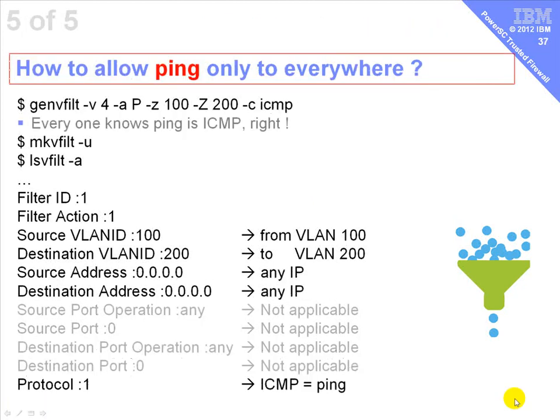Our final example is a nice easy one. Let's allow ping everywhere. So in this case we got, again, IP version 4, permit, the two VLANs and -C ICMP.